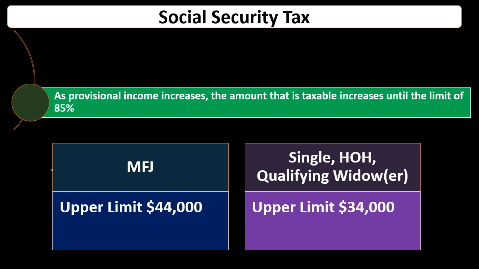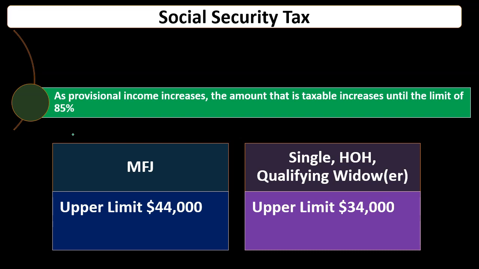So the general rule is, as provisional income increases, the amount that is taxable increases until the limit of 85%. So if it's under the limit, then it could be taxed at some rate below the 85%, from 0 up to 85%. Then if it's at the limit, then it will be taxed at the 85%.